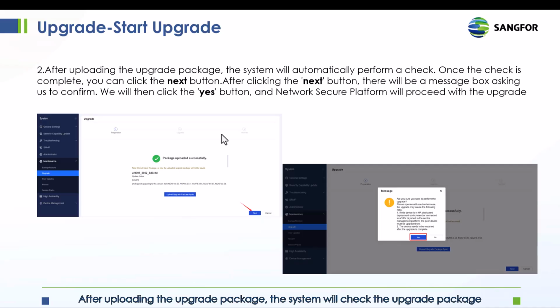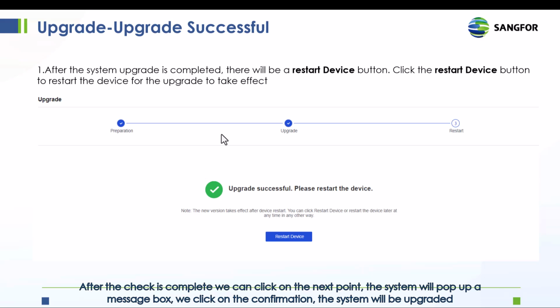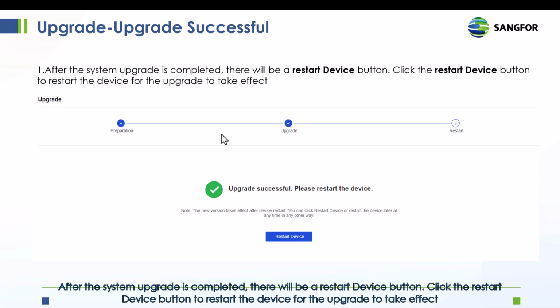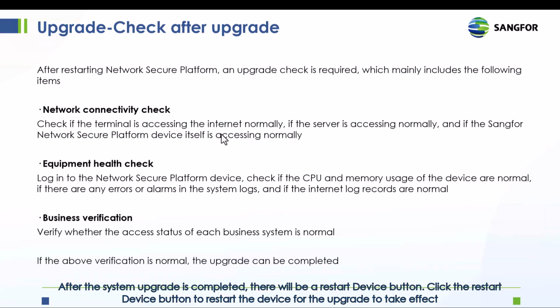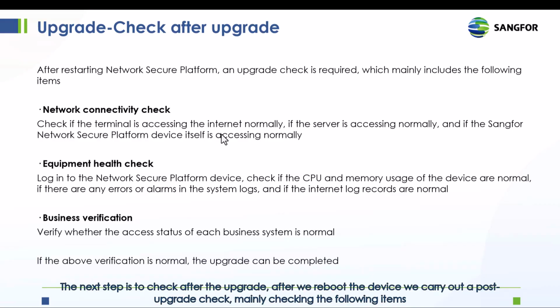After uploading the upgrade package, the system will check the upgrade package. After the check is complete we can click on next, the system will pop up a message box, we click on confirmation, and the system will be upgraded. After the system upgrade is completed, there will be a restart device button. Click the restart device button to restart the device for the upgrade to take effect. The next step is to check after the upgrade.